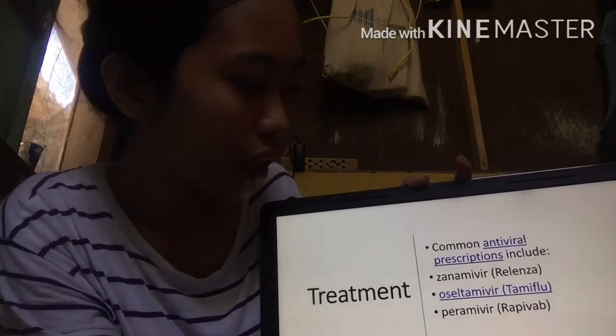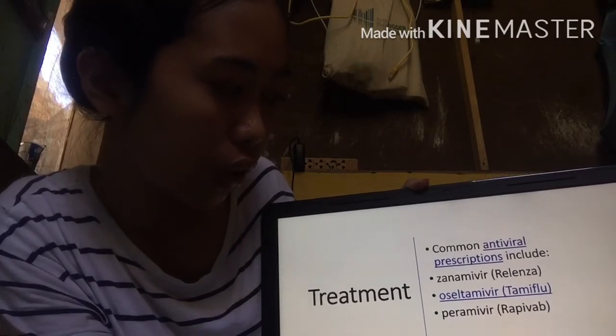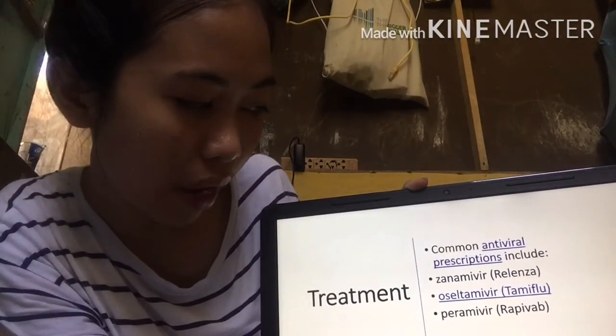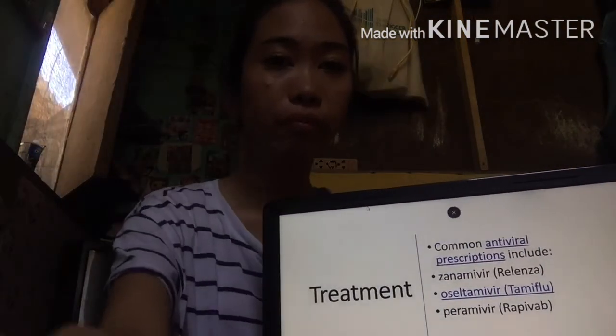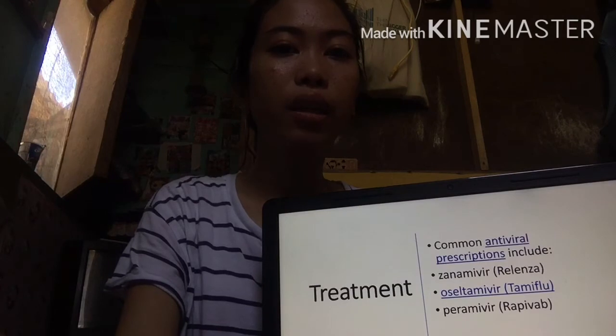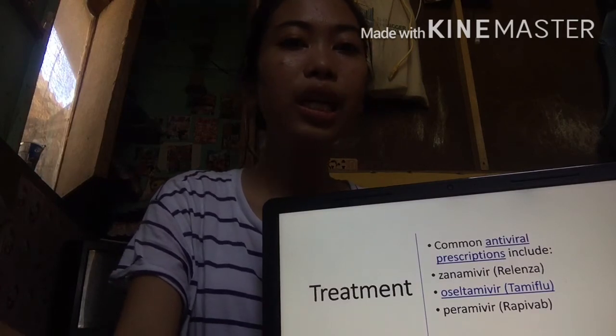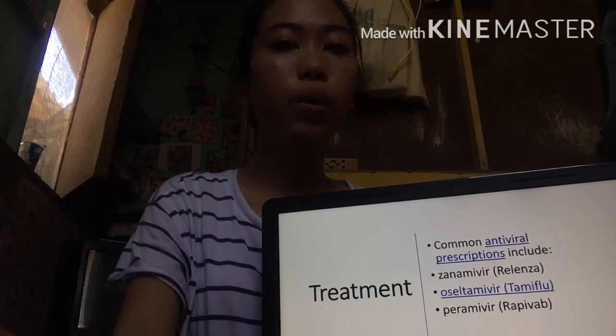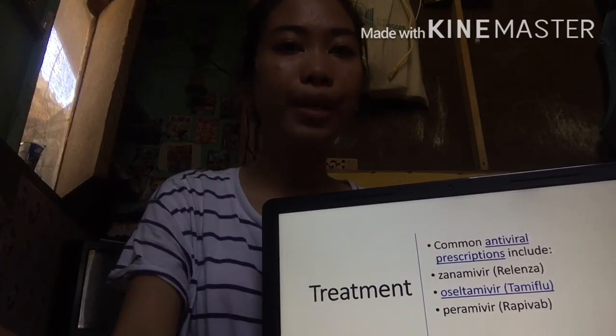Common antiviral prescriptions include zanamivir, oseltamivir, and peramivir. These medications, known as neuraminidase inhibitors, reduce the ability of the influenza virus to spread from cell to cell, slowing down the infection process.